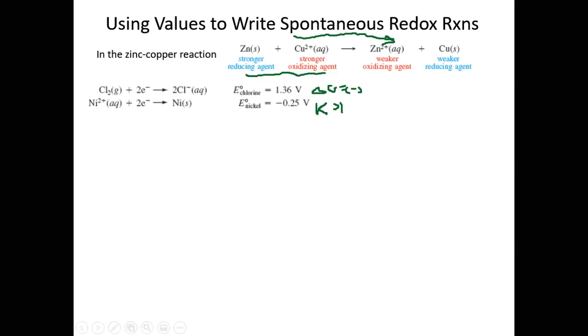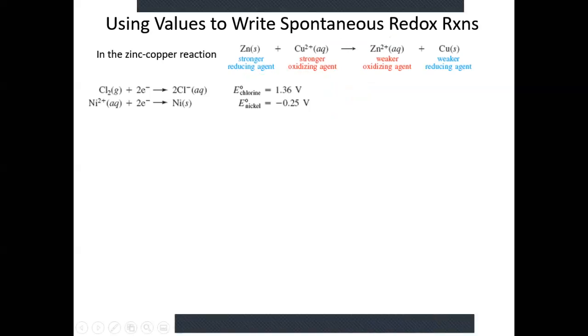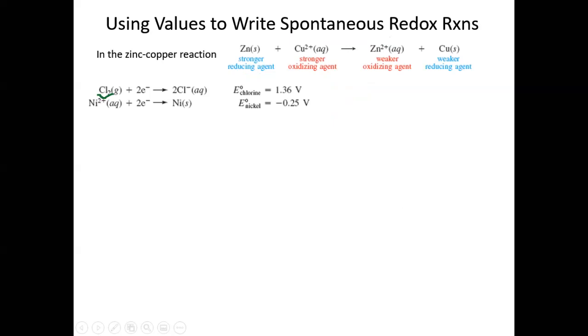So now if we look at chlorine reduction potential and nickel 2 plus reduction potential, we want to write a reaction that will be spontaneous. And so what you have to notice is that chlorine, Cl2, has the more positive reduction potential. So chlorine is the stronger oxidizing agent. We'll call it SOA, strongest oxidizing agent, compared to nickel 2 plus.